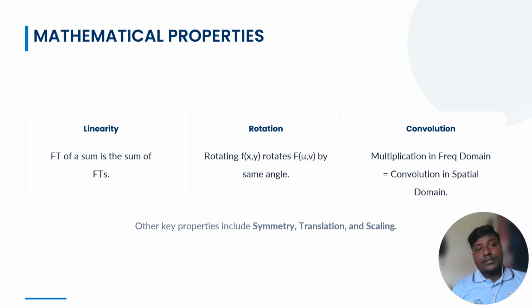Mathematical properties. Several properties make this domain powerful. Linearity allows us to process components independently. Rotation is fascinating. If you rotate an image, its frequency spectrum rotates by the same angle. Most importantly, the convolution property proves that multiplication in the frequency domain is equivalent to convolution in the spatial domain.